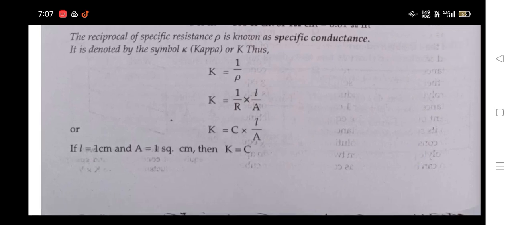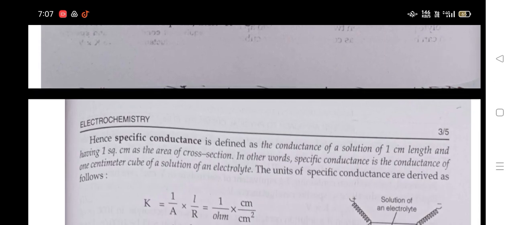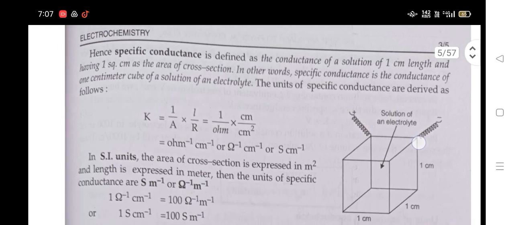Kappa is equal to 1 upon R into L upon A. Kappa is equal to C multiplied by L upon A. If length is equal to 1 centimeter and area 1 centimeter square, then kappa is equal to C. Hence, specific conductance is defined as the conductance of a solution of 1 centimeter length having 1 centimeter square as the area of cross section. In other words, specific conductance is the conductance of 1 centimeter cube of a solution of an electrolyte.